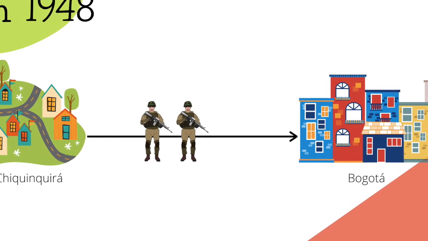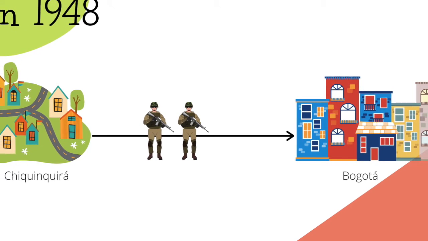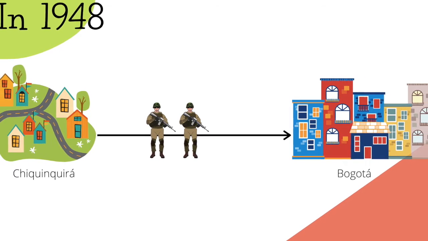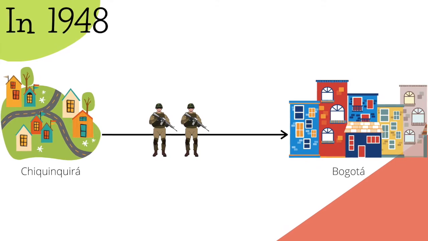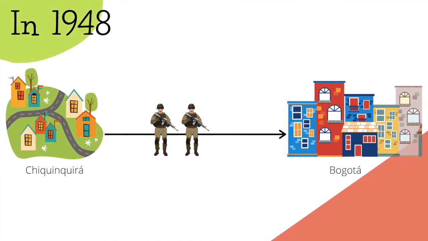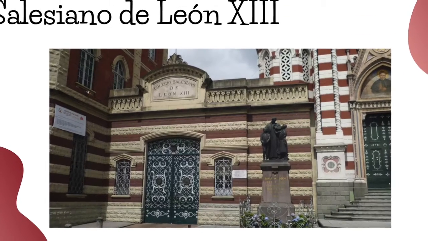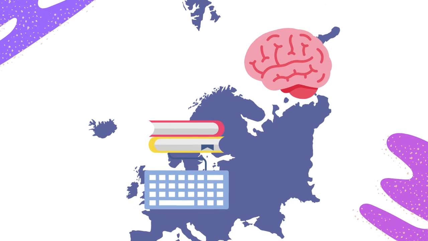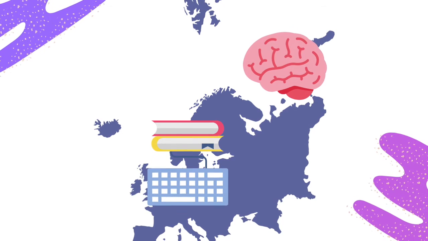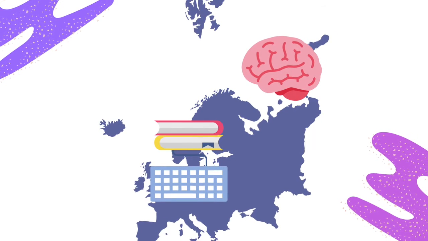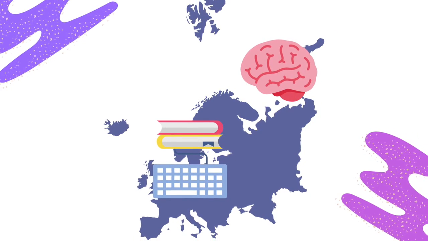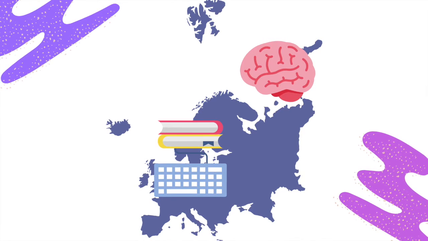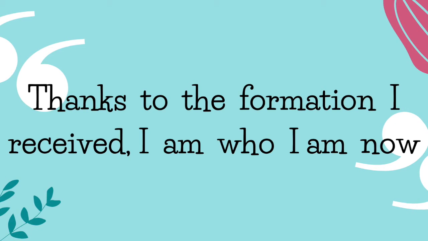In 1948, Daniel and his family had to move from Boyacá to Bogotá due to the violence their town had suffered. In Bogotá, he started middle school in 1957 at the Salesiano de León 13th. It was a school based on European education. His teachers were Germans and Italians who knew lots of things and knew a lot about education. A chapter of his life was very important to him because he says, "Thanks to the formation I received, I am who I am now."